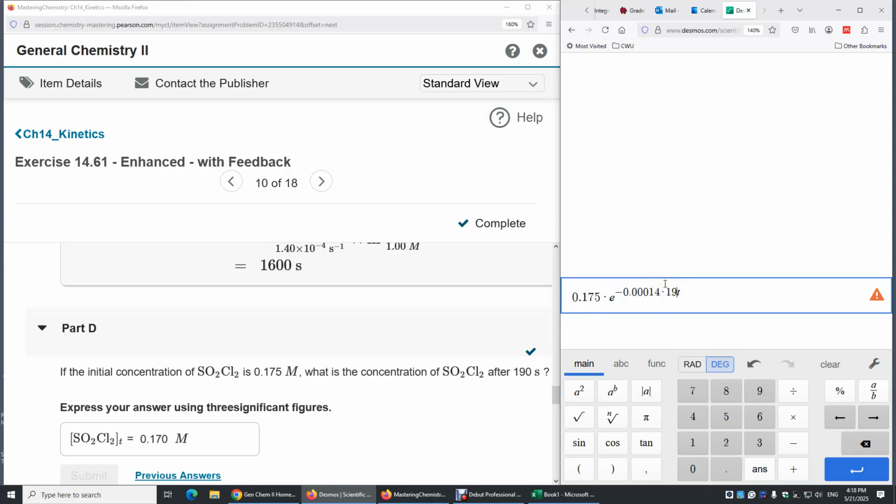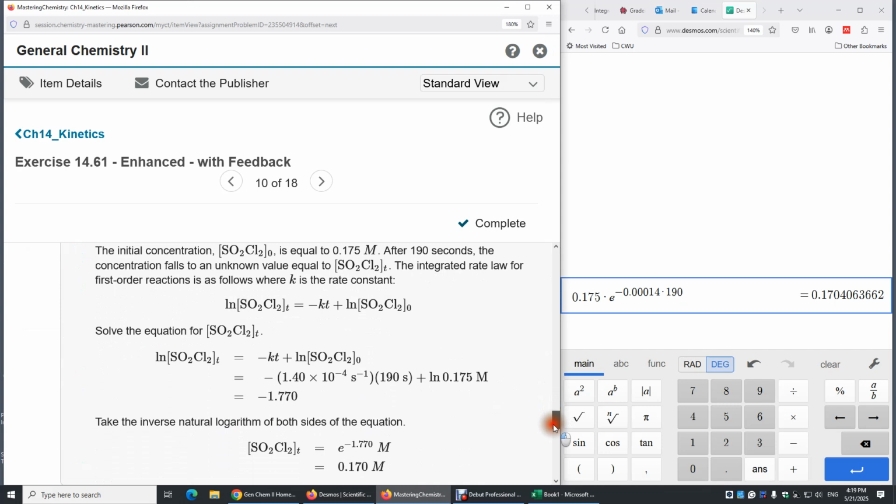Make sure you have used the units consistently. This K is in seconds to the power of -1, and this is in seconds, so we have a unitless exponential term, which is good. And now I'll get 0.17, very good.